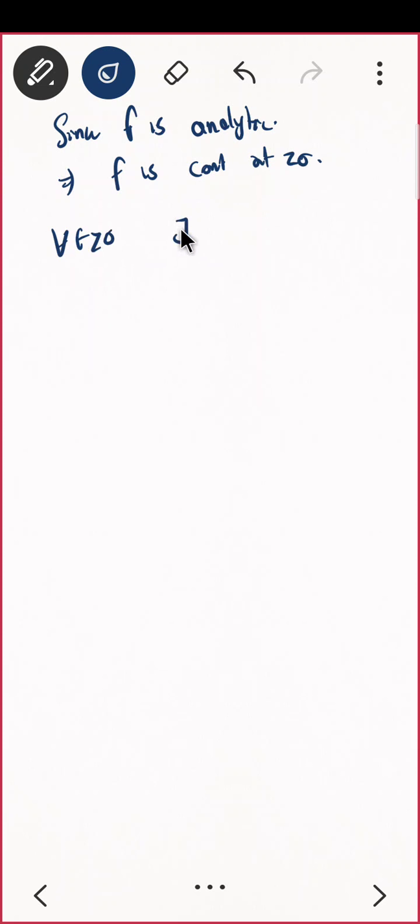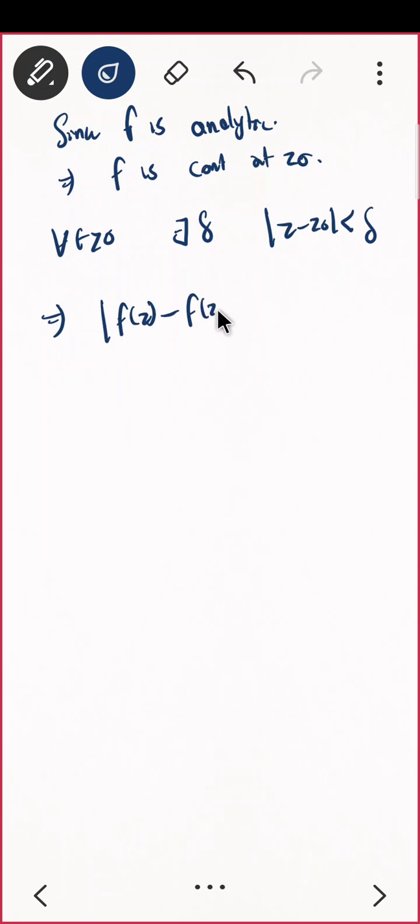Since f is analytic, so implies f is continuous at z naught. What is the definition of continuity? For all epsilon positive, there exists delta such that mod of z minus z naught less than delta. This should imply what? Mod of f of z minus f of z naught, that should be less than epsilon, correct?